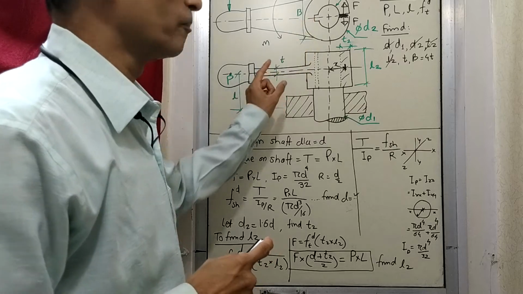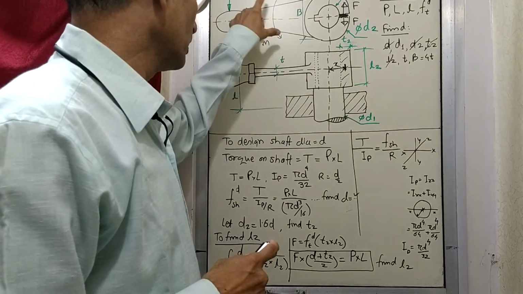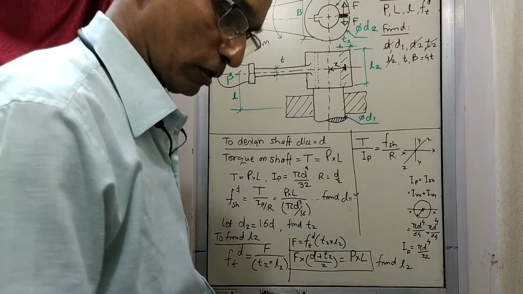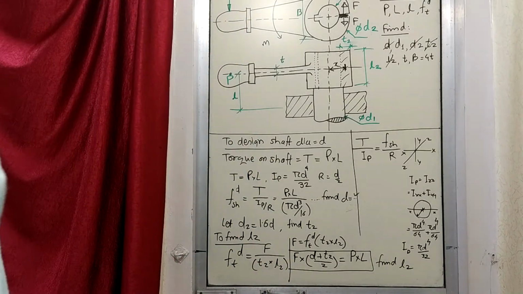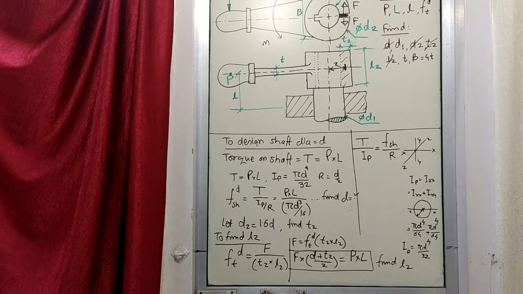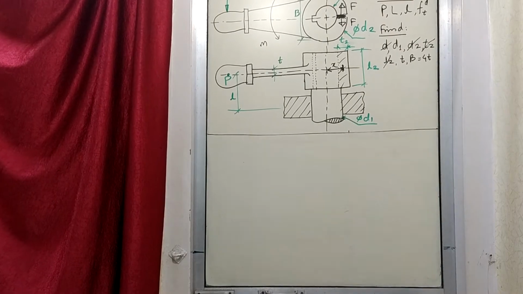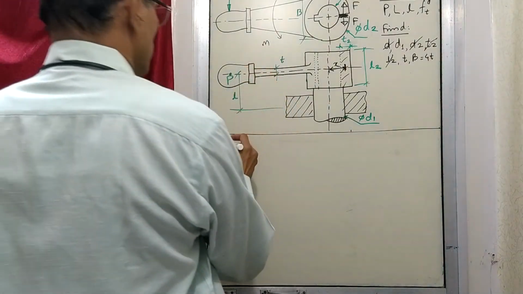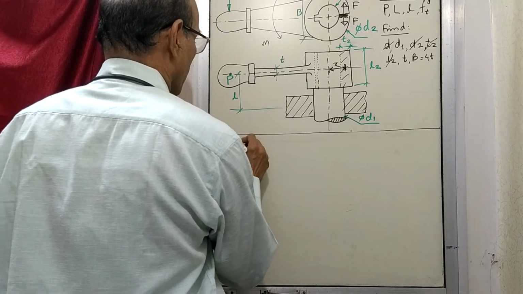T, this one, and it is under the action of a moment. So now you should be able to design it, which I will do as we go further. Okay, so now to design the cross section of the lever.